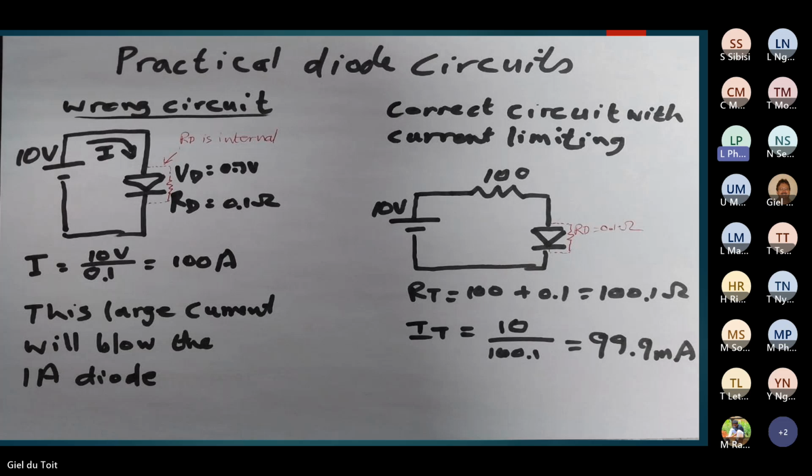Yes, sir, there's a question. So, sir, you said the resistance on the LED, is it always 0.1 or does it depend on whether it's silicon or germanium? What do you mean, the resistance inside the LED? Yes, sir, the resistance inside the diode. So is it always 0.1 or does it depend?